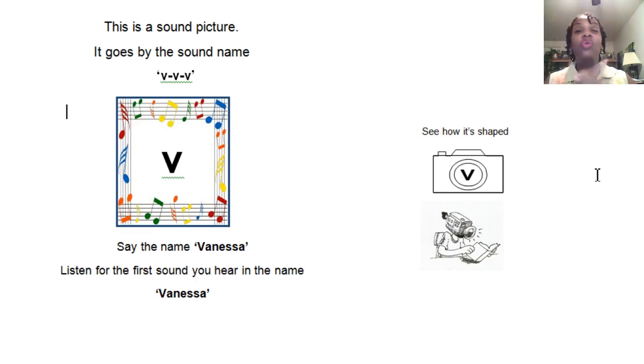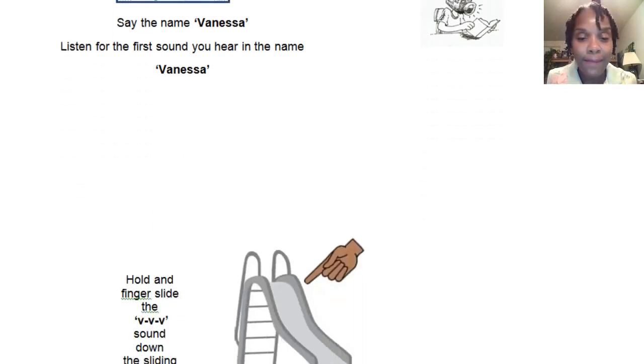That's right. We're going to finger slide the sound down. What kind of sliding board? The teeny tiny sliding board. That's right. Here we go.